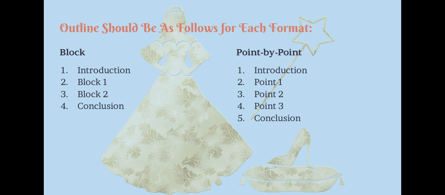If you're using the point-by-point outline, your first will again be your introduction. Your second will be point 1. Your third will be point 2. Your fourth will be point 3. And your fifth would be the conclusion. These numbered items correspond to the numbered items in your outline.